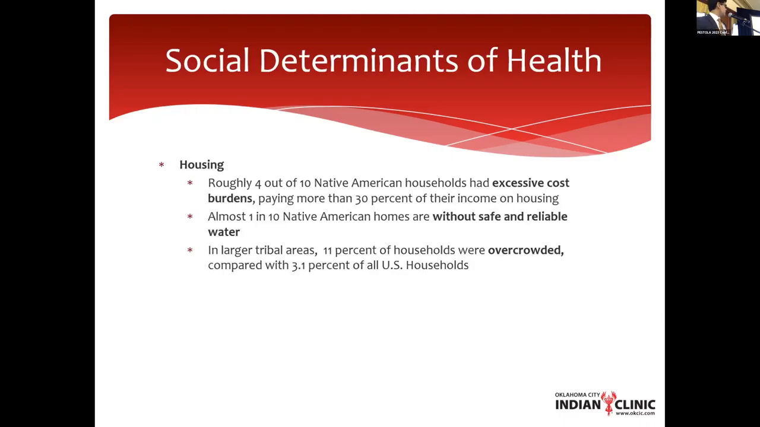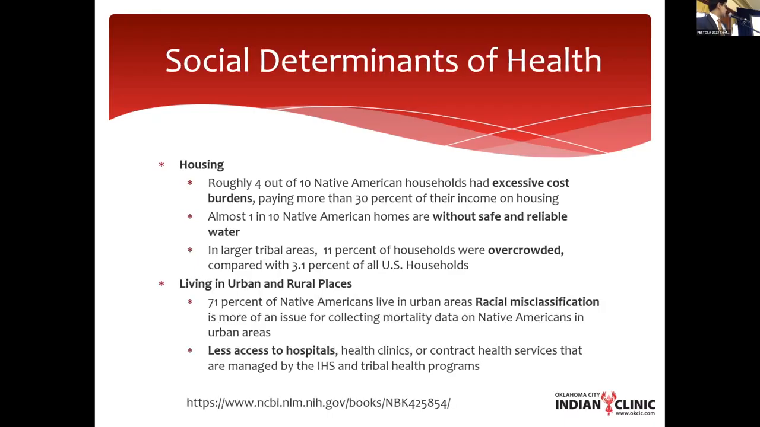Housing, they have an excessive housing cost burden, and they don't have safe or reliable water in most of the households. A lot of their households are overcrowded, 11% compared to 3.1% in the rest of the US households. And even though 71% of Native Americans live in urban areas, there is a high degree of racial misclassification that impairs the data collection in terms of the mortality rate. They have less access to hospital systems and clinics.